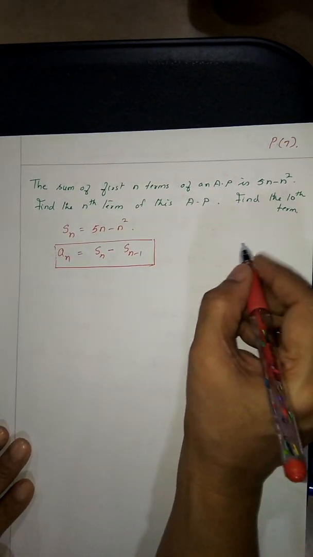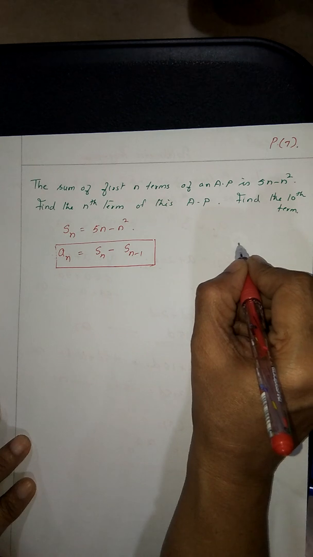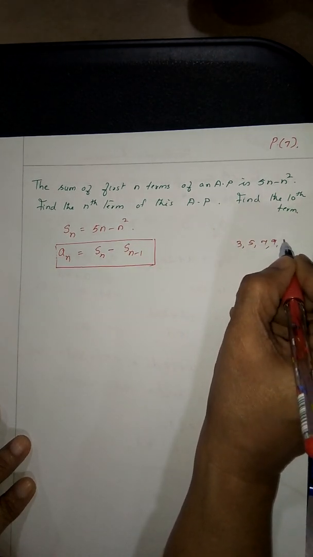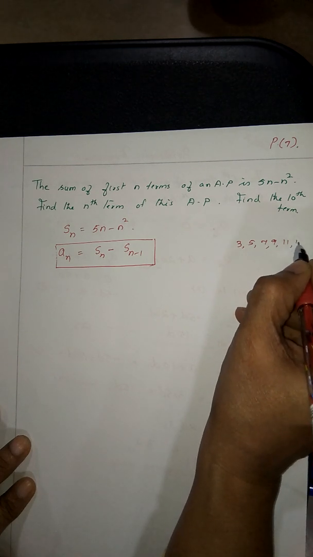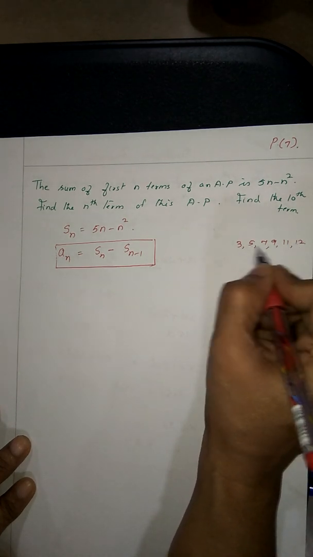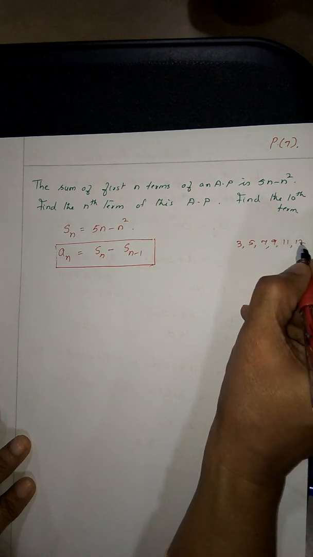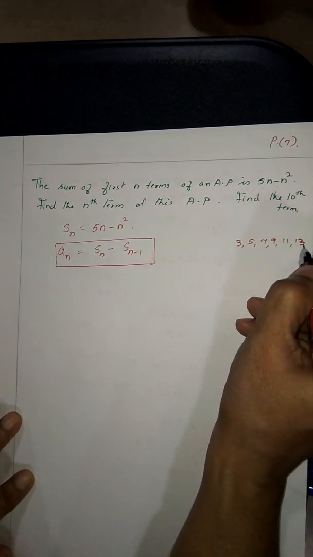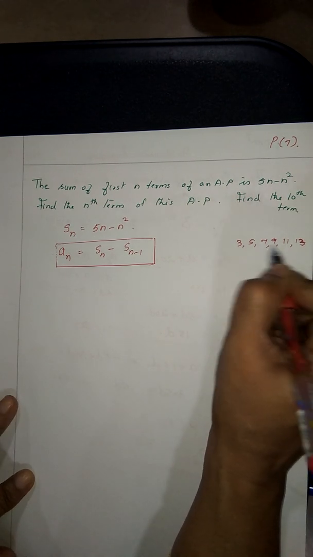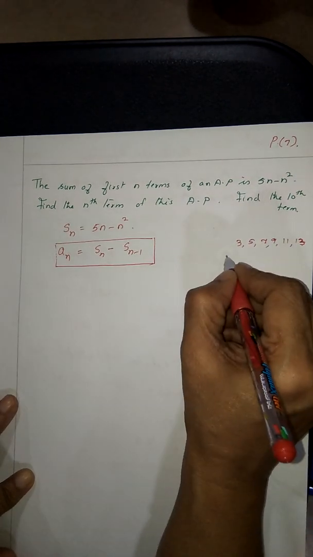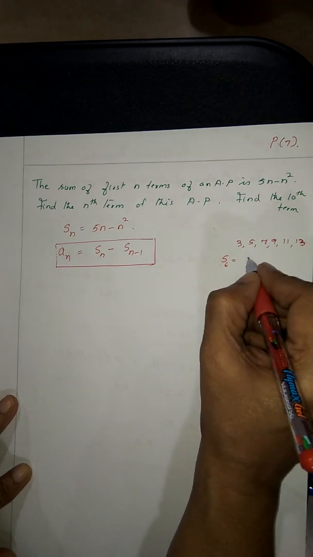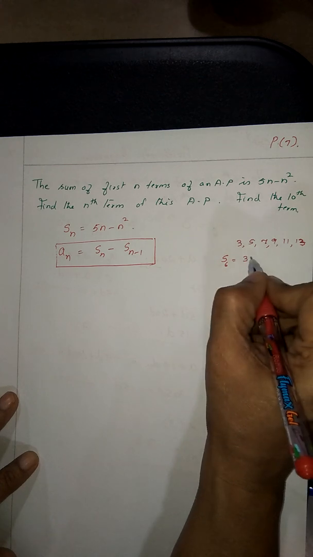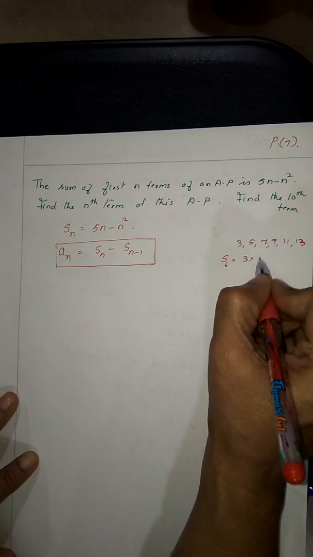To understand this formula, let us assume an AP: 3, 5, 7, 9, 11, 13. Sorry, this is an AP. So the sum of n terms, so the sum of 6 terms: S6 will be 6 by 2, into 3 plus 13, that is 16.